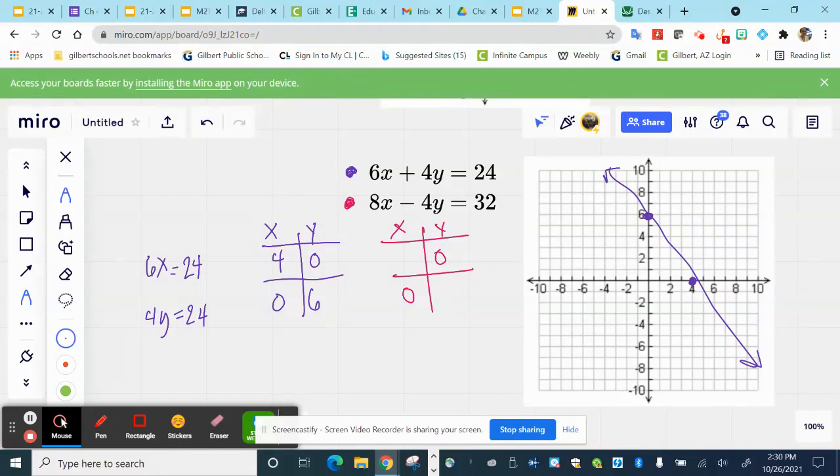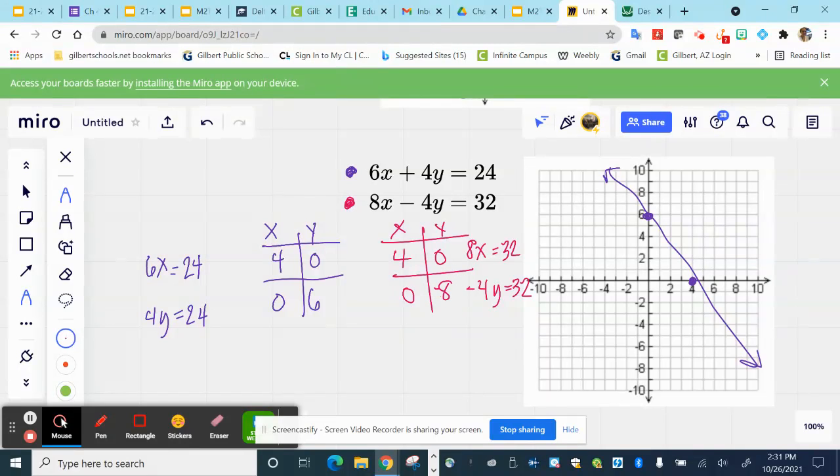All right, now my next line, I have 8x minus 4y equals 32. If I want to find the x-intercept, a 0 goes in for y, so I'm left with the equation 8x is equal to 32. Divide by 8 on both sides, that gives me a 4. And then if I want to find the y-intercept, I put a 0 in for x, leaving me with the equation negative 4y is equal to 32. Divide by negative 4 on both sides, y is negative 8.